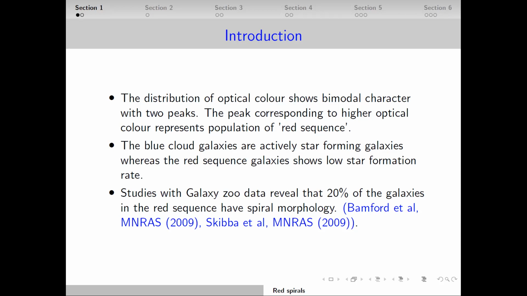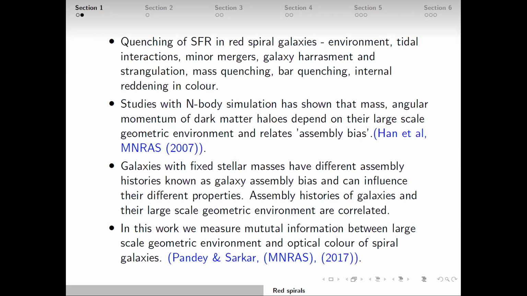The Galaxy Zoo data gives visual morphological classification of nearly 1 million galaxies by citizen scientists, and the data is available in Sloan Digital Sky Survey data release 16. Now, what are the factors which affect star formation rate in red spiral galaxies?